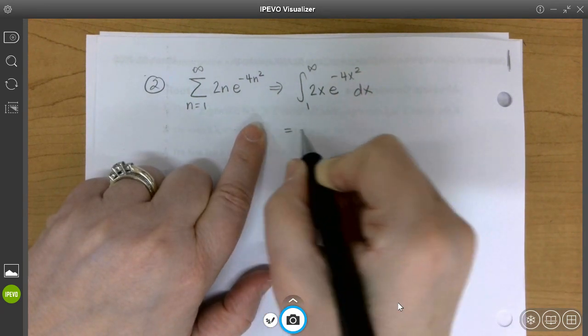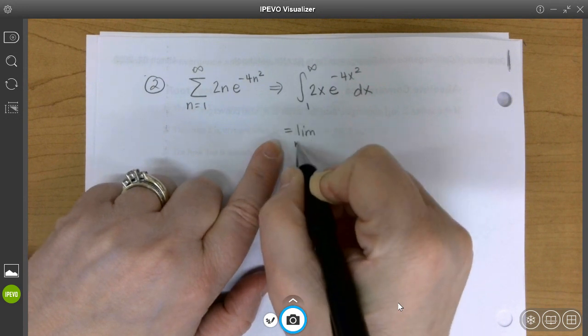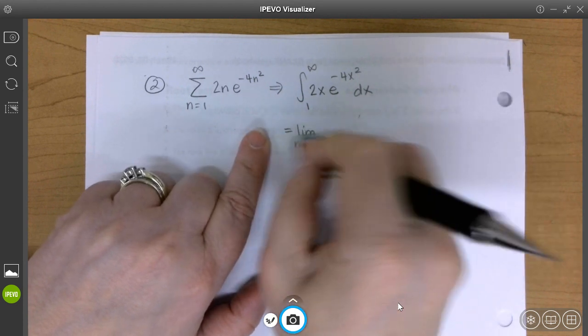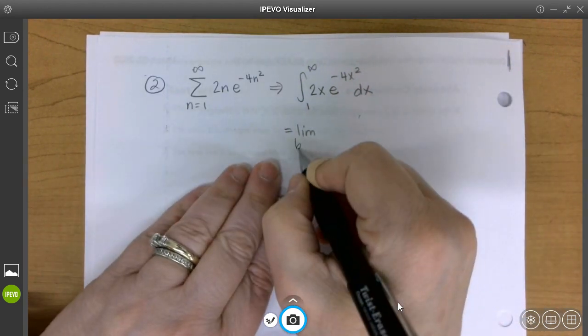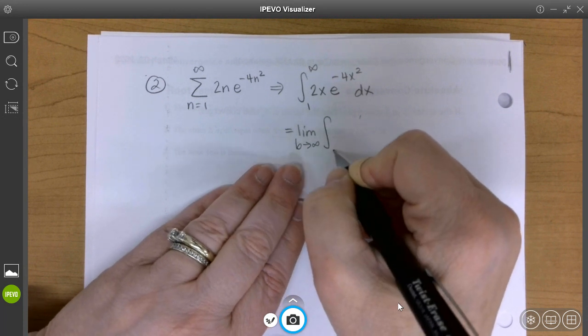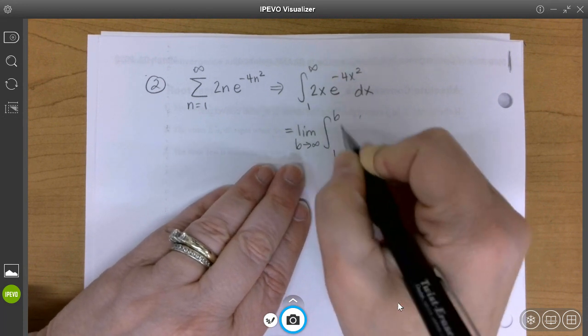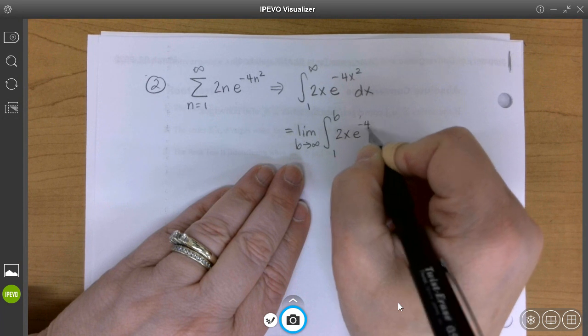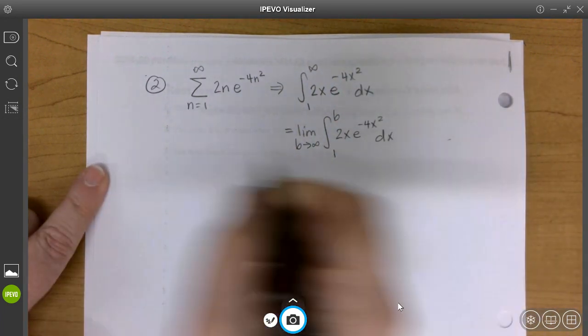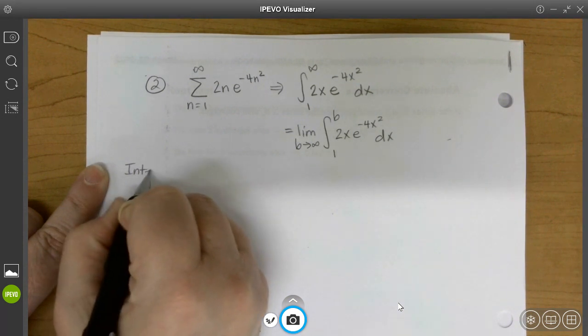All right, so let's see what happens here. The limit as b goes to infinity of the integral from 1 to b of 2x e to the negative 4x squared dx. And I'm going to do an integration aside over here. You know where I do all my little integration work?